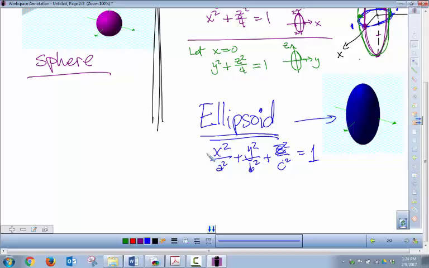Okay, we good with ellipsoids? So far we've got spheres and ellipsoids.